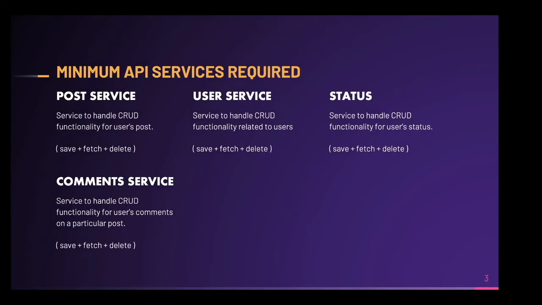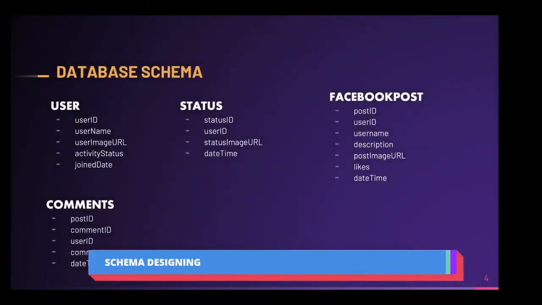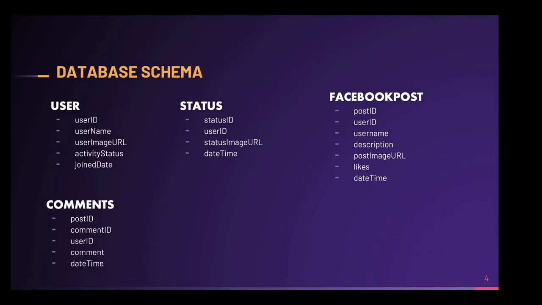Now let's go into deeper detail on the database schema, or the table structures where we will be saving the data. So the first table that we will be using is the user table, where we will be saving some of the metadata of the user, such as the user ID, which will be a unique identifier for a particular user, the username, the image URL for the user, the activity status, and the joining date. So these are the minimum metadata that you need to save for a particular user.